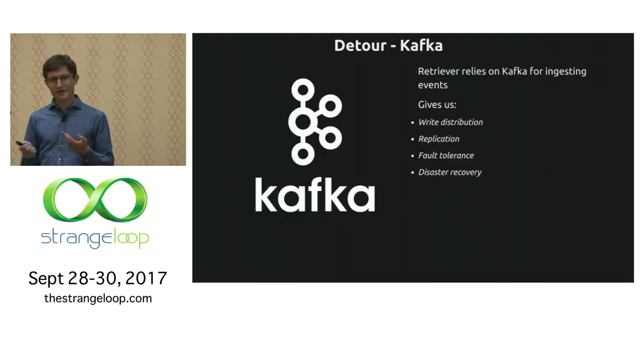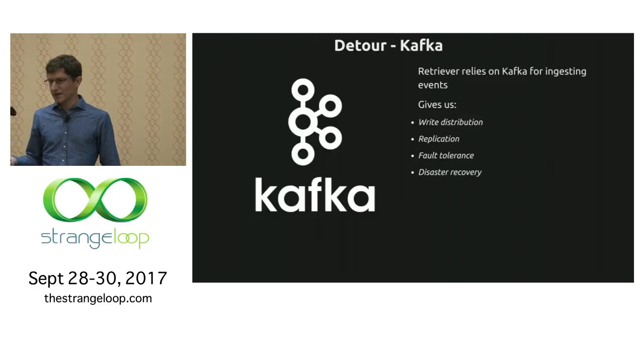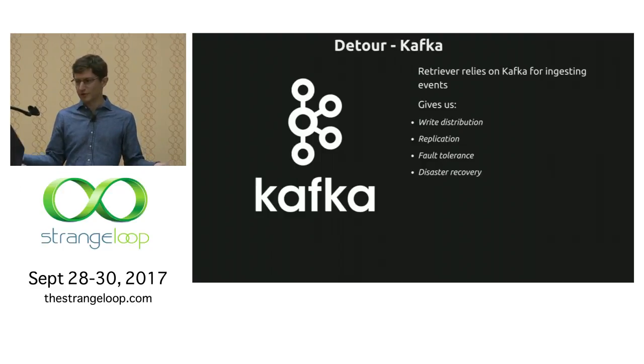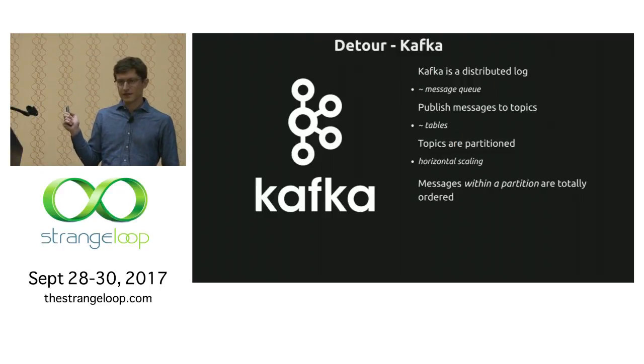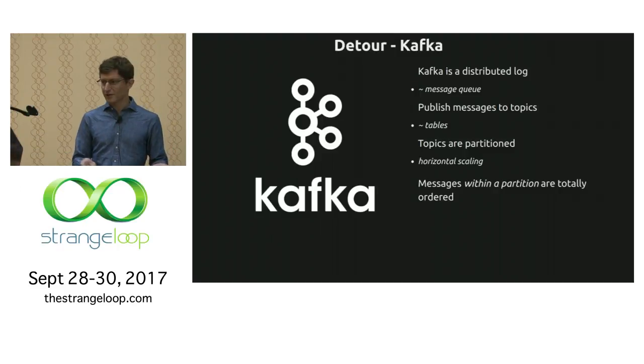All right, so Retriever relies pretty heavily on Kafka for ingesting our events. So as we saw at the start, events go in through Kafka. Kafka gives us lots of nice properties. It gives us the ability to distribute writes out across multiple nodes. It gives us replication kind of for free. And we rely on it for fault tolerance and disaster recovery. How exactly? Well, as all of you probably know, Kafka is a distributed log. It's not exactly like a message queue, but you can think of it that way. You publish messages to topics, which are, again, kind of like tables. Topics are partitioned, which is the unit of scaling.